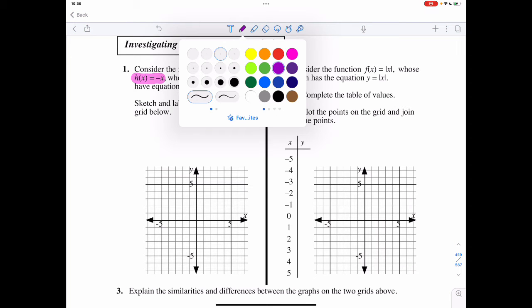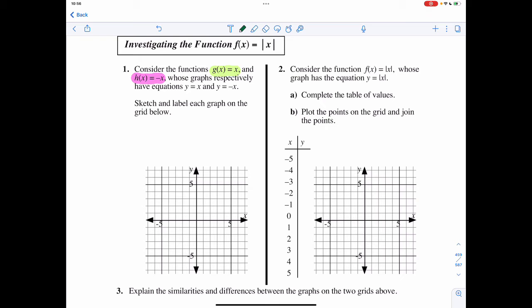When I graph the first one, if y is equal to x, then 0 is equal to 0, negative 1 will be negative 1, negative 2, so on and so forth. Or 1 is 1, 2 is 2, 3 is 3, 4 is 4, 5 is 5, 6 is 6, 7 is 7. Connect the dots, extend it on to infinity.